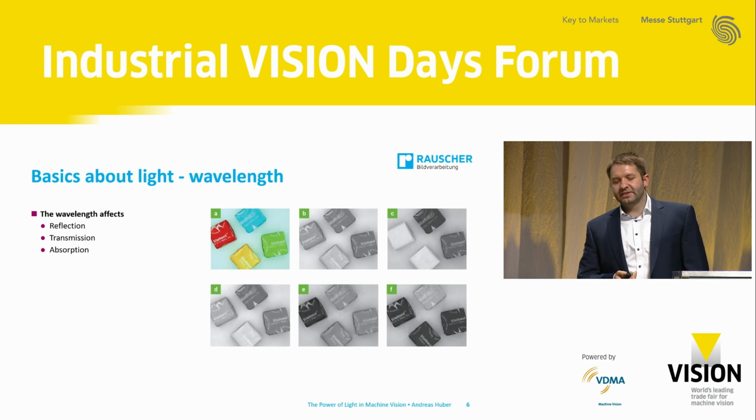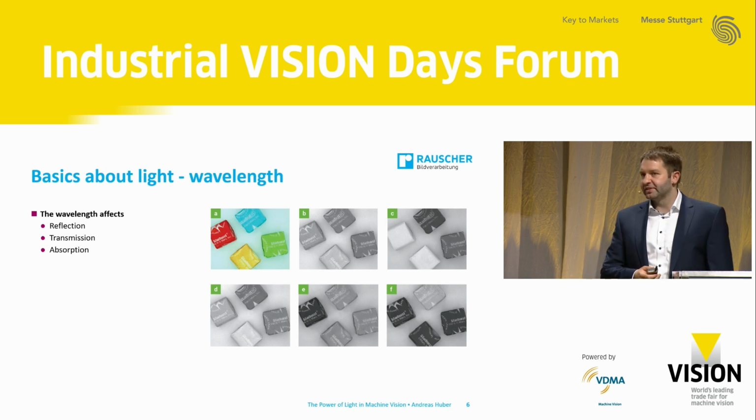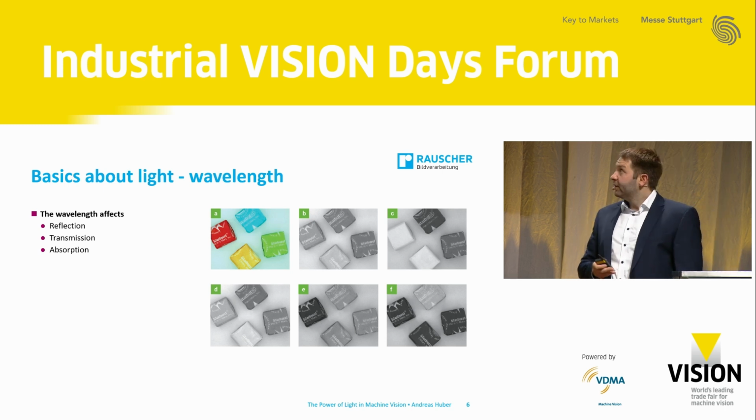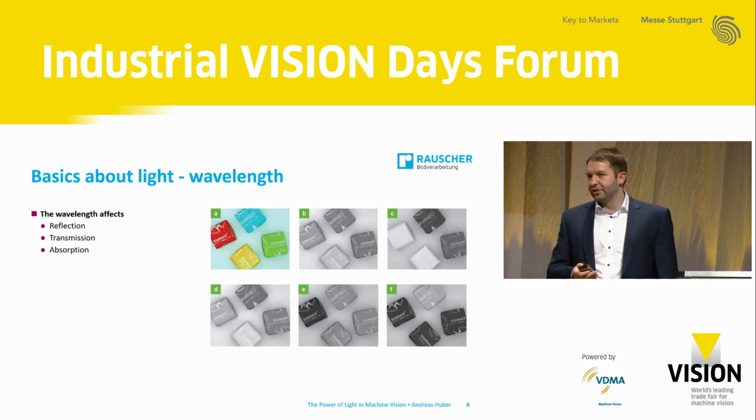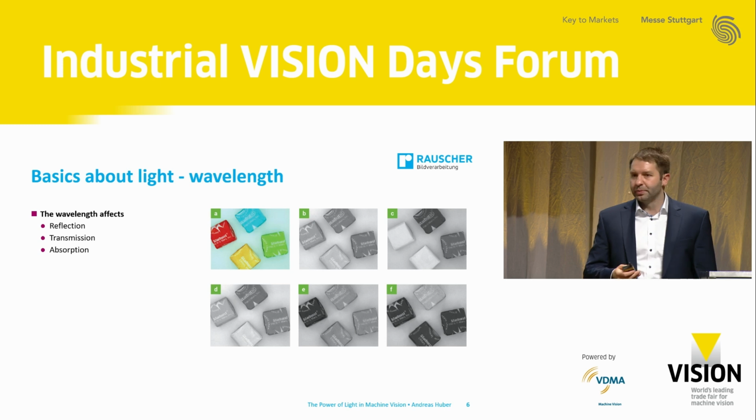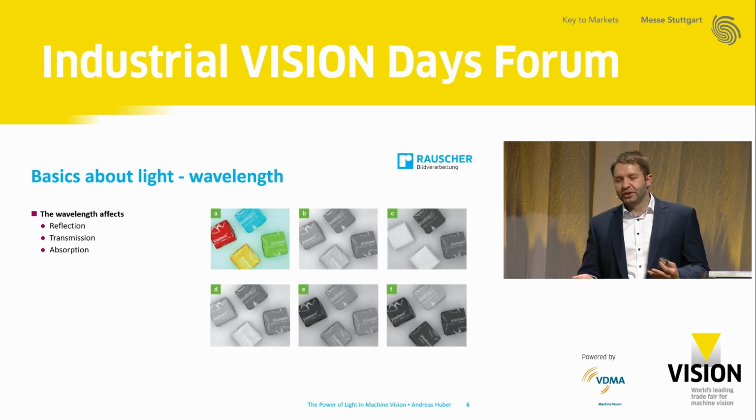When it comes to wavelengths, it affects our reflection, our transmission, and also which wavelengths are absorbed by the material. On picture A, you see white light and a color camera. But as you all know, in the field of machine vision, we mostly work with monochrome cameras because the Bayer pattern also affects our accuracy. Picture B shows the same picture as A, white light, but with a monochrome camera. Of course, there you cannot distinguish between the red, yellow, green, or blue candy.